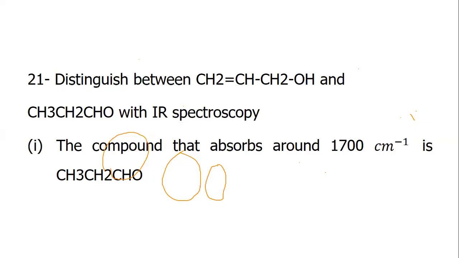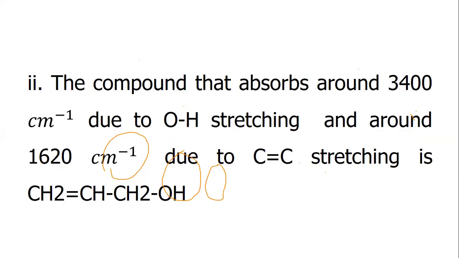Question number 21. Distinguish between propanal and propanol with IR spectroscopy. The compound that absorbs around 1700 per cm is propanal. The compound that absorbs around 3400 per cm due to O-H stretching, and around 1620 per cm due to carbon-carbon stretching, is the propanol.